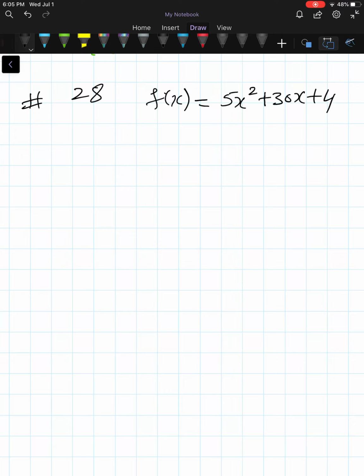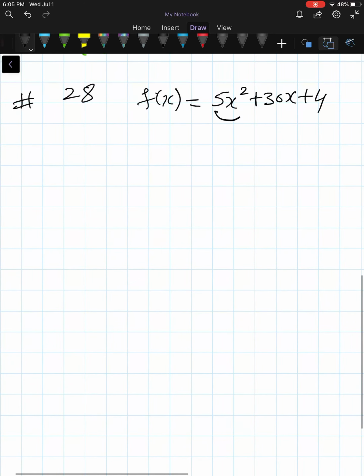We will do some problems based on this. Problem number 28. A quadratic function f is given: f of x is equal to 5x square plus 30x plus 4. Express f in the standard form. To do that, I should simplify these terms and express it as a perfect square of the form a times x minus h the whole square.